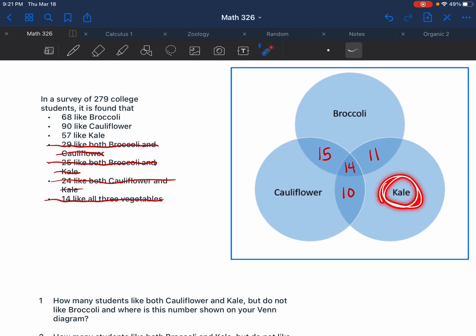But this space is for the people that only like kale. So if we subtract 10 plus 14 plus 11 from 57, we get 22, and I already did that math beforehand. That's why I can write it down so fast.